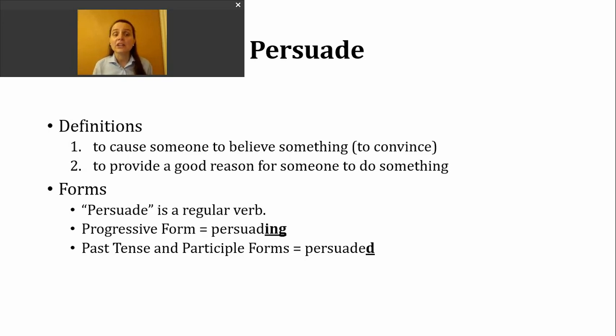Persuade is a regular verb. To make the progressive tense, we're going to drop the E and then add ing. The past tense and participle forms of this verb are made by just adding D, since this verb ends with an E. The verb persuade ends with a D sound, so the ed on the ending there is going to make an id sound. Persuaded.